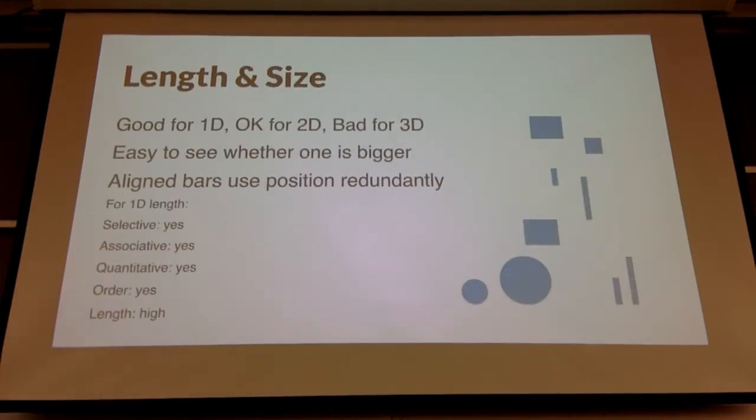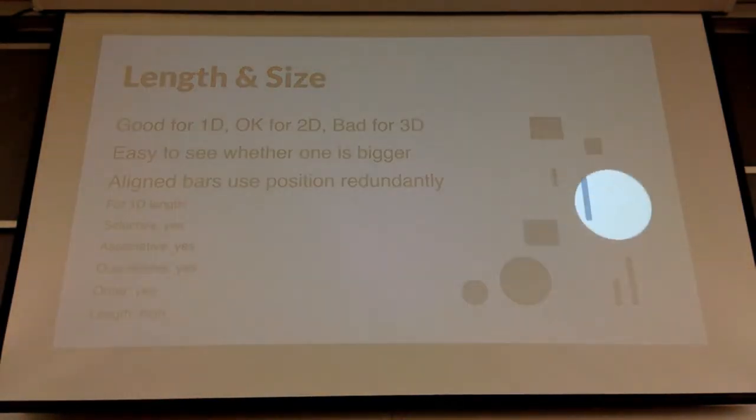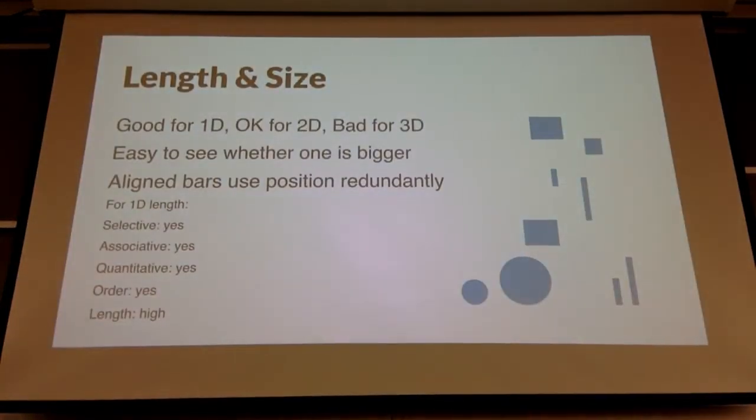So length and size is good for 1D length, like the length of a bar chart. Okay for 2D, the size of a bubble, or the size of a square, and bad for 3D. Like the volume of a sphere, mentally comparing the volumes of two spheres is something that we're really not good at. You should also know that if we use aligned bars, as I mentioned previously, we're actually using position and size redundantly. Only if we have unaligned bars, like in this example here, do we use just length or size.